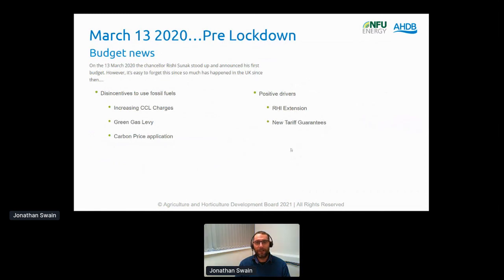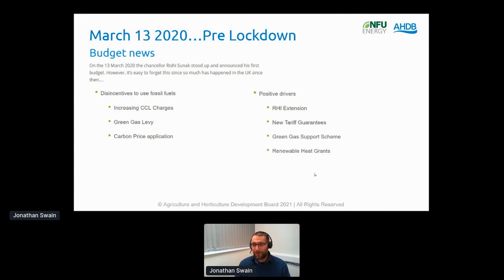This is the trajectory the government was on: increasing climate change levies, so disincentivizing fossil fuel uses, putting in a green gas levy to pay for biomethane into the grid. Applying a carbon price, that's a really interesting one. If that starts to be applied to gas, then it'll start to make gas quite expensive, as well as some small incentive news around extending the RHI and possible tariff guarantees for that, and the Green Gas Support Scheme itself.